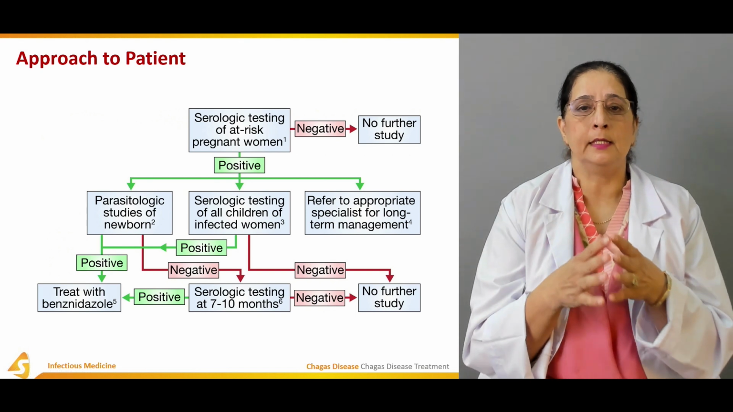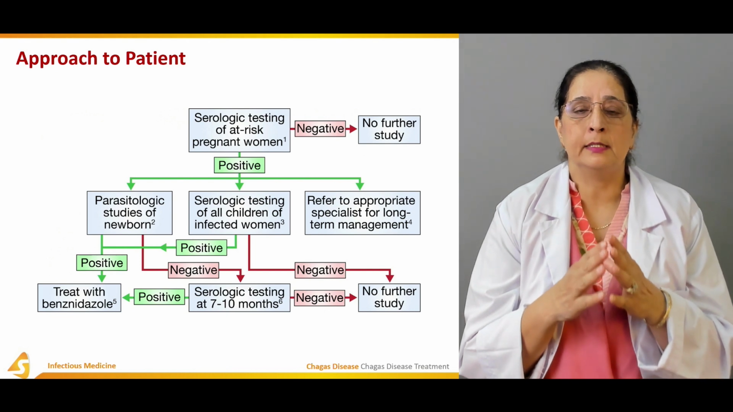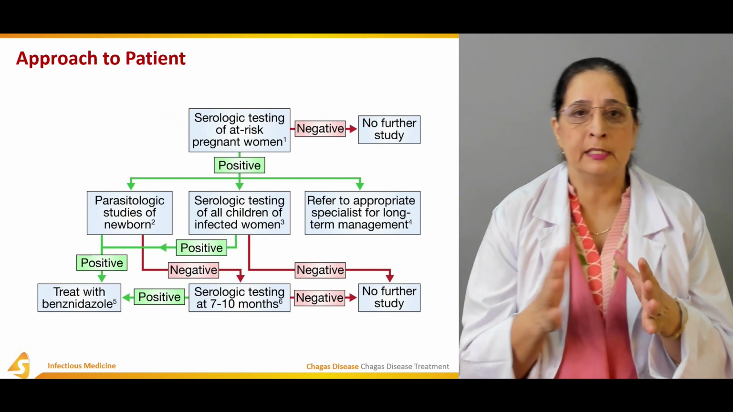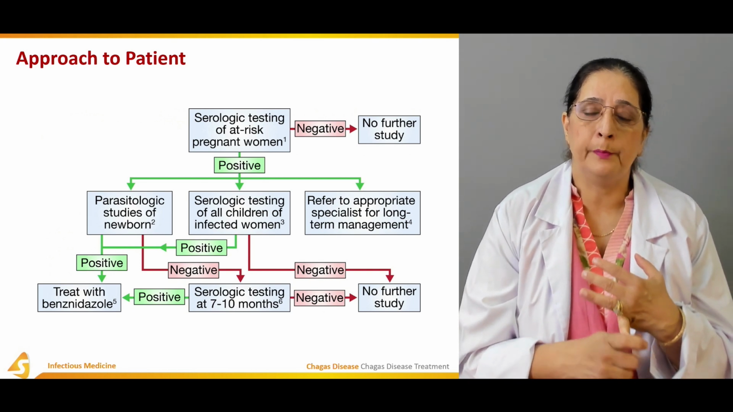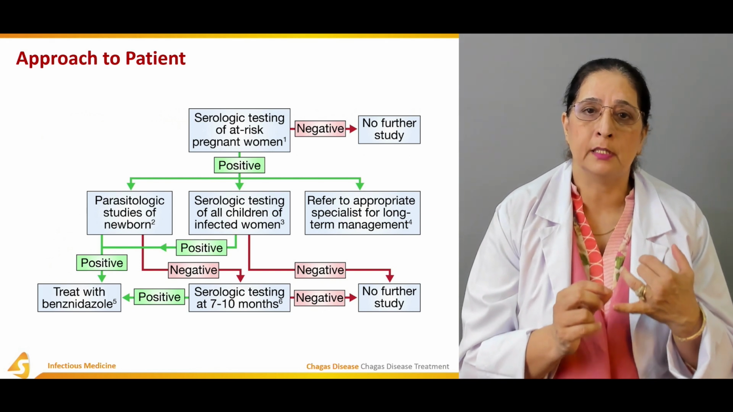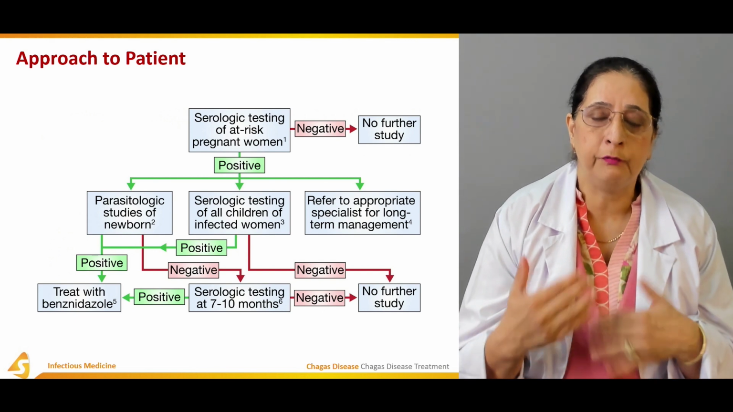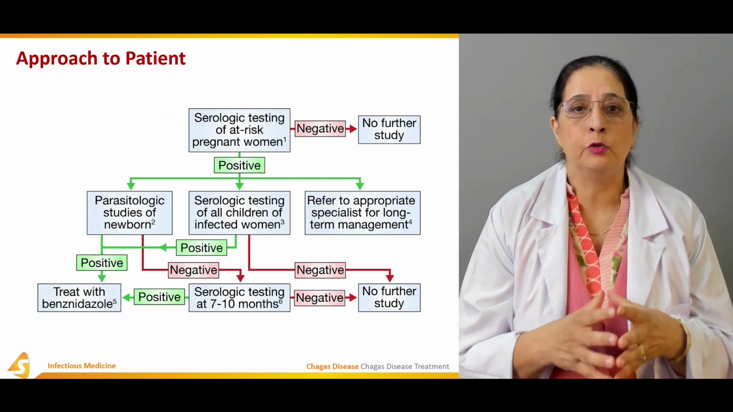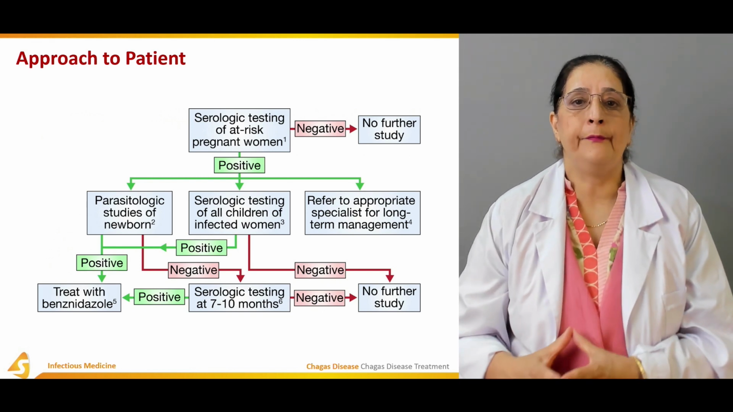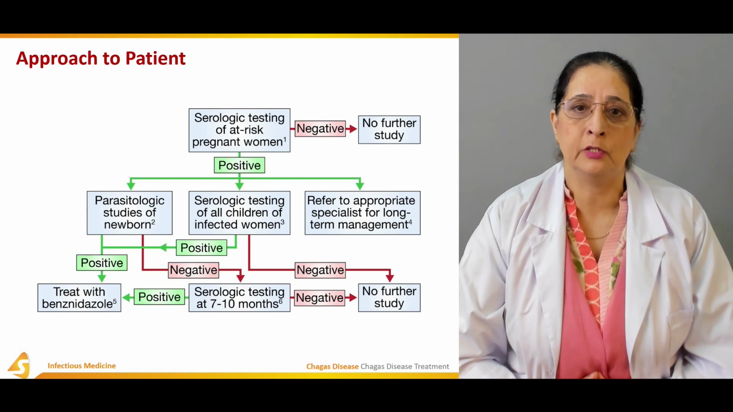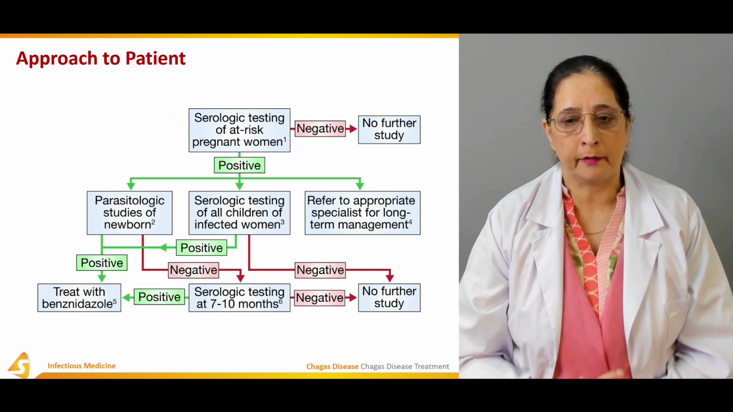To summarize, for serological testing of pregnant women, if it's negative, no further study. If it's positive, we should follow up and do the testing on the newborn baby. If it's positive, we start benznidazole. If it's negative, we should do follow-up testing in 7 to 10 months. If it's positive, we go for benznidazole. If it's negative, no further studies. So at the point where we have a negative result, no further studies are required.